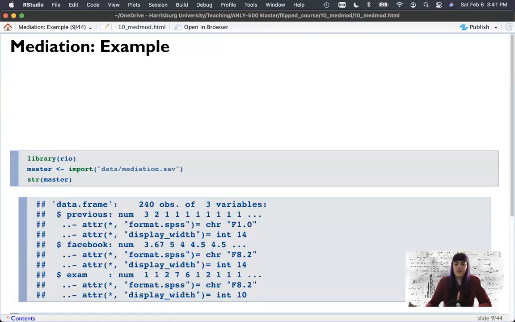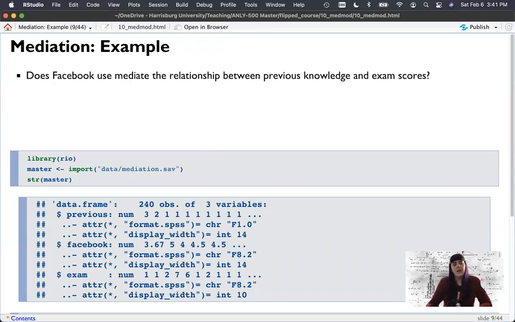All right. So let's look at an example to make this more solid. The question is, does the use of Facebook mediate the relationship between previous knowledge and exam scores? So anytime you see a question like this, what you're going to say is, okay, does M mediate the relationship between X and Y? In this scenario, Facebook is our mediator. Previous knowledge is our X and exam scores is our Y. With the idea that if you're using Facebook too much, you aren't studying. And so it may change that relationship.